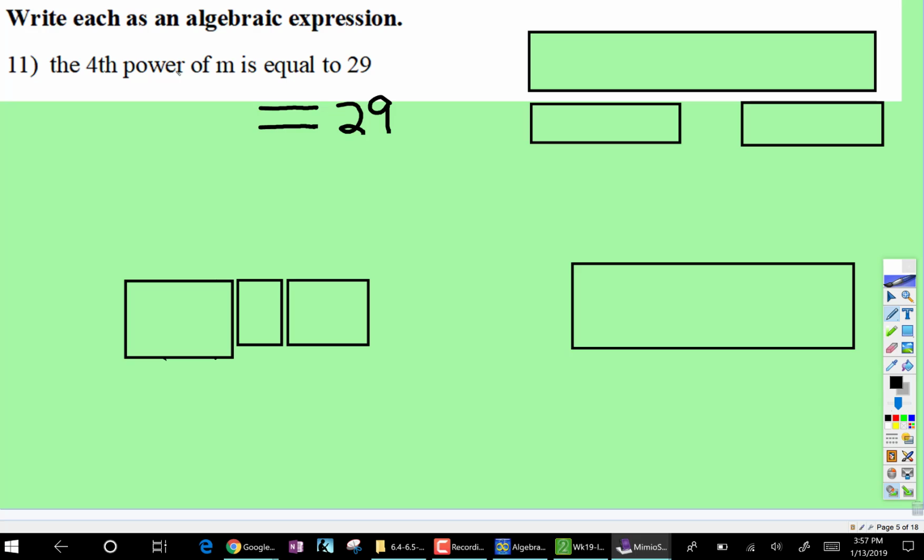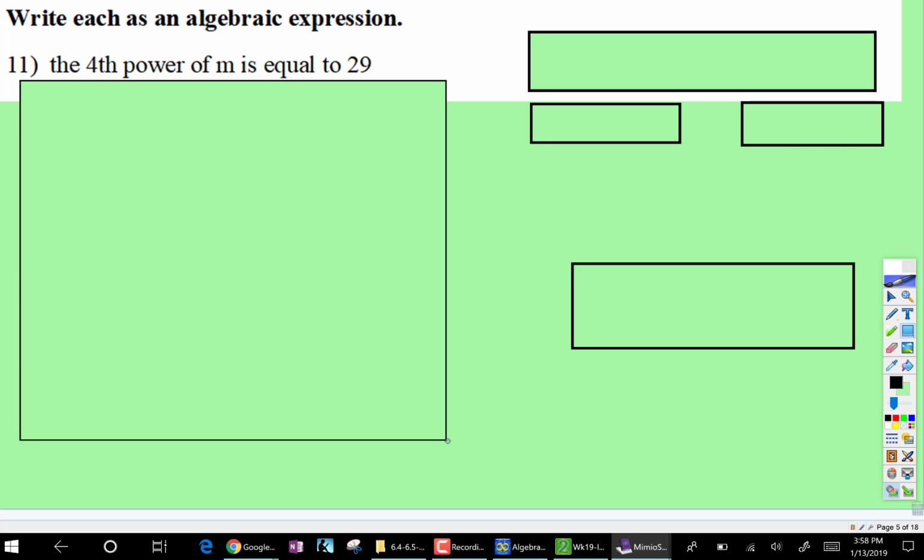The fourth power of something. Well, that's just something to the fourth power. The fourth power of what? The fourth power of m. Just like that. So now we're going to try another one. And I'm going to cover this up. If you need to pause the video, go ahead and do that.